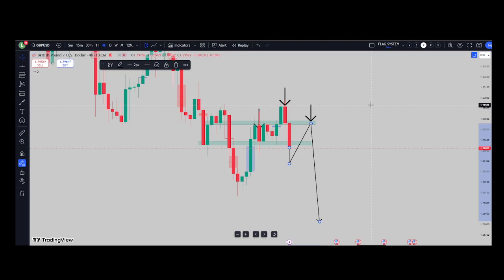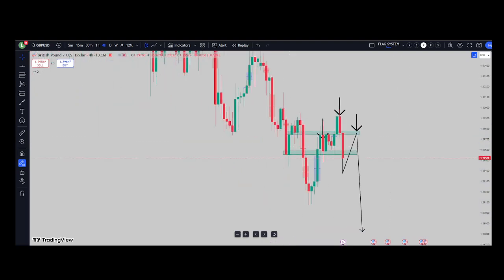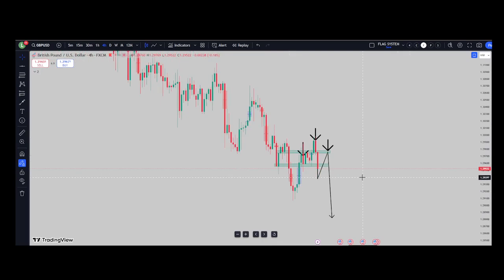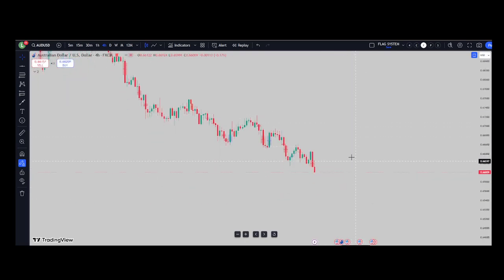Our overall sentiment on GBPUSD this week is to keep on looking for sell opportunities, because our overall market analysis shows that the sellers are the ruler of the market. The sellers are the ones dominating the market. Now the next pair on my watch list is AUDUSD as well.